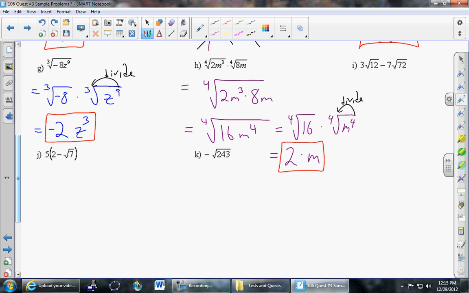Part I, 3 radical 12 minus 7 radical 72. The same idea as some of the earlier ones on this page. We're going to want to split these things up into factors, one of which is nice. So 12 is 4 times 3 minus 7, and then what is 72? Well, it's 9 times 8, but we can actually do better than 9 because 36 happens to go into 72. Goes in twice.